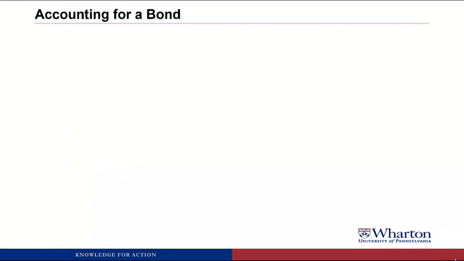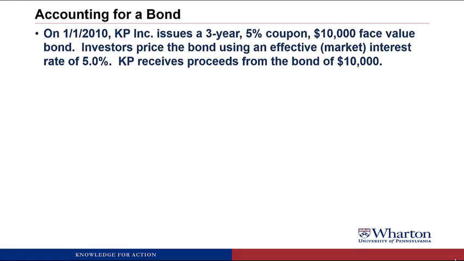Okay, so the example we're going to go through is on January 1st, 2010, KP Incorporated issues a 3-year, 5% coupon, $10,000 face value bond. Investors price the bond using an effective market interest rate of 5%, which means that KP is going to receive proceeds from the bond of $10,000. So basically, KP specifies all the terms of the bond, puts it out to the market. The investors in the market figure out the present value and then are willing to give KP $10,000 of proceeds to get that bond.